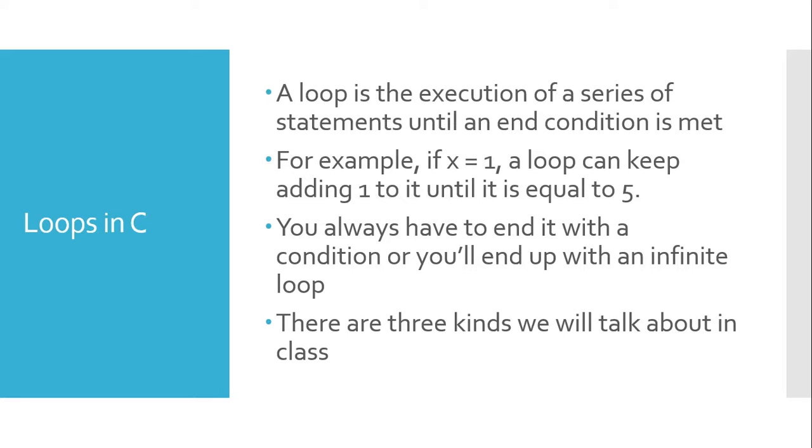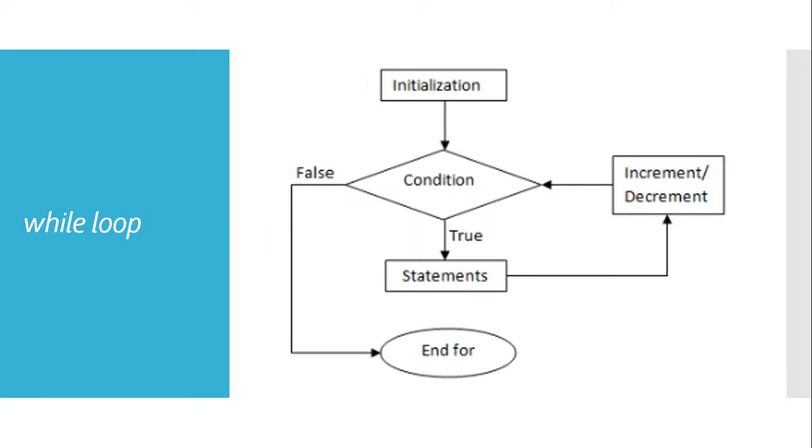And that's not fun because you can crash a system, you can just end up with error codes, all kinds of stuff. You want your loop condition to end, and that is the biggest, that's usually where most of the mistakes happen with loops. It's not completed properly. So there are 3 kinds that we're going to talk about in this class. First, we're going to talk about the while loop, okay?